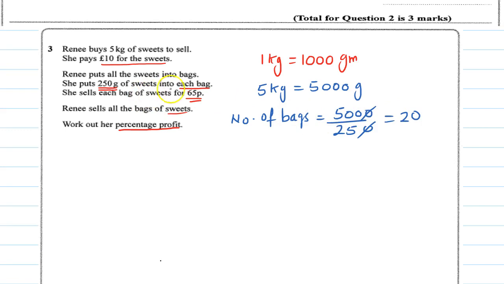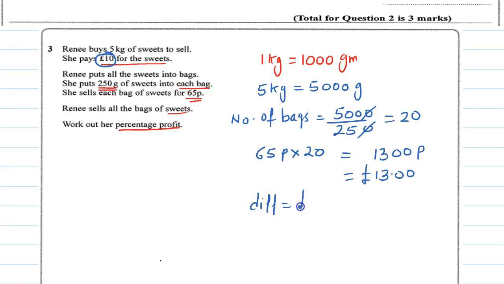So the number of bags will be 20, and in one bag there are 250 gram, and she sells each bag for 65p. So that is 65p times 20 bags. If you multiply 65 times 20, it will be 1300p, or you can say it is 13 pound. Now she already paid 10 pound and she is making 13 pound. So how much is the difference? The difference is 13 pound minus 10 pound. She is making a profit of 3 pound.